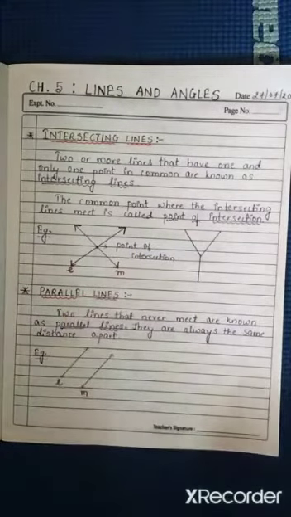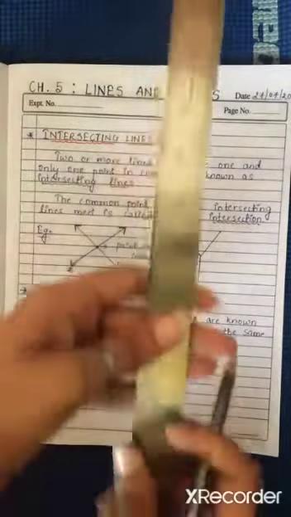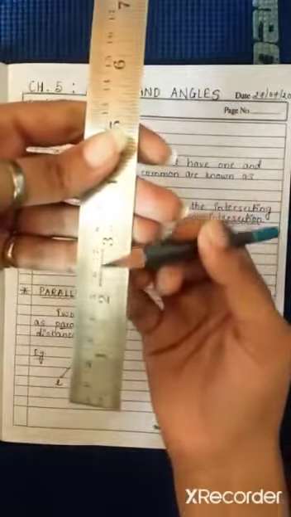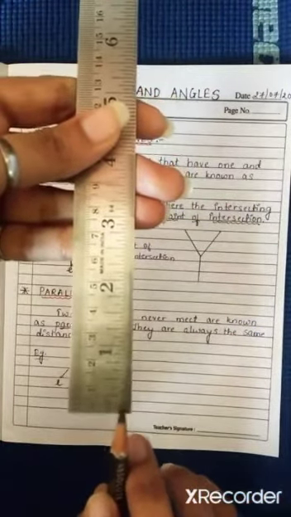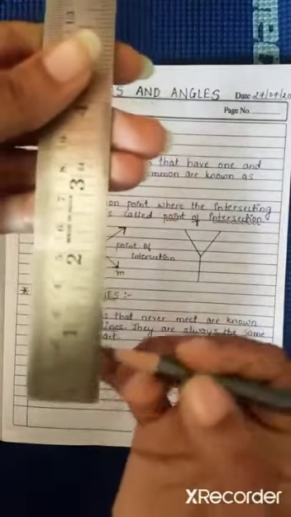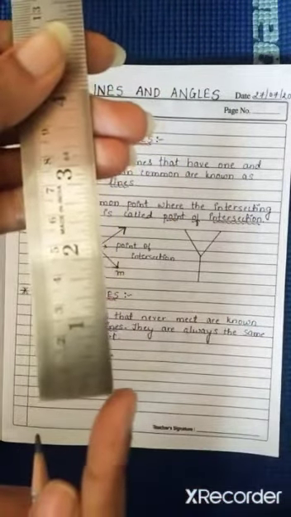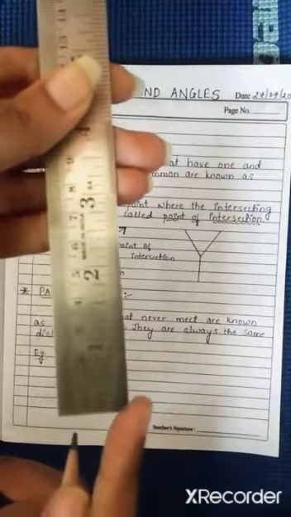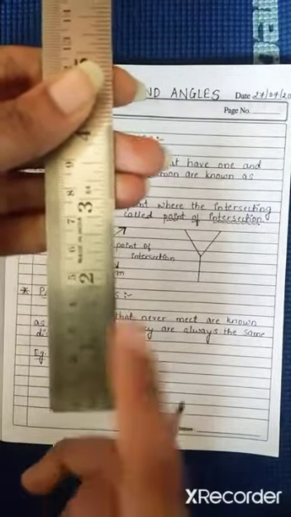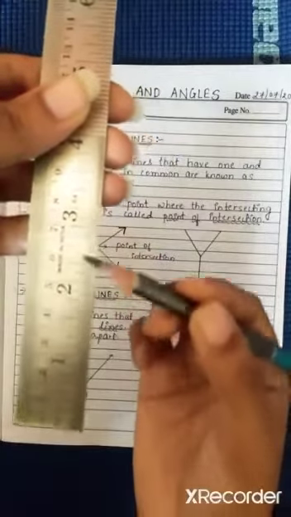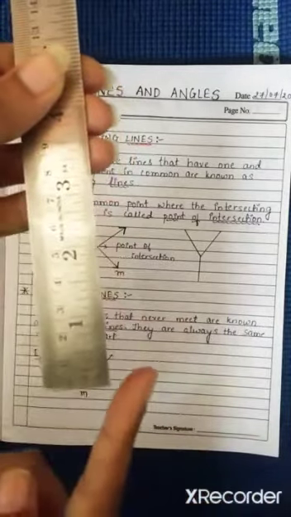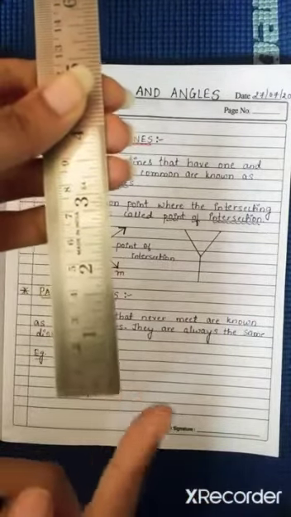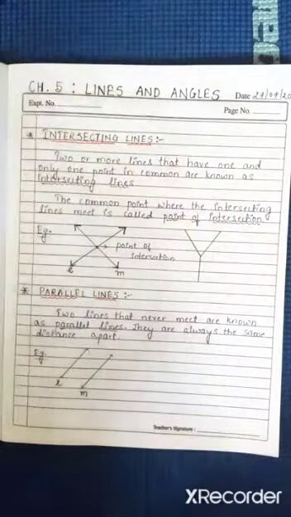Other examples also we can take. For example, I have this scale in my hand. We can see that this edge of the scale can be taken as one of the lines, and this edge of the scale can also be taken as one of the lines, and these two lines meet at this point. This point acts as the meeting point, or the point of intersection, of both these lines. So this edge and this edge are known as intersecting lines because they share one point in common. So these are the examples of intersecting lines.